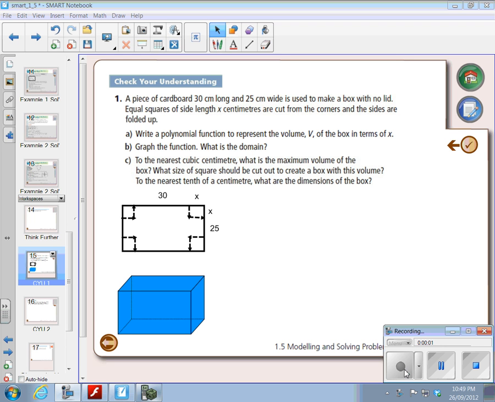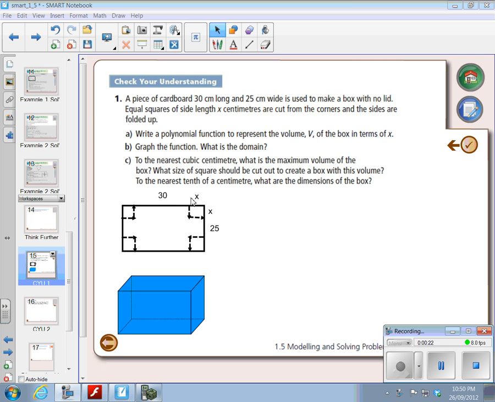Right, we're looking at question, check for understanding number 1, page 58, example 1. A piece of cardboard 30 centimeters long, 25 centimeters wide is used to make a box with no lid. Equal squares of side length x centimeters are cut from the corners in order to make the ends fold up.